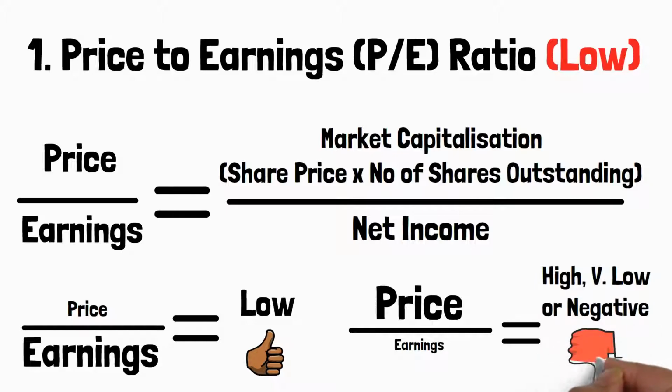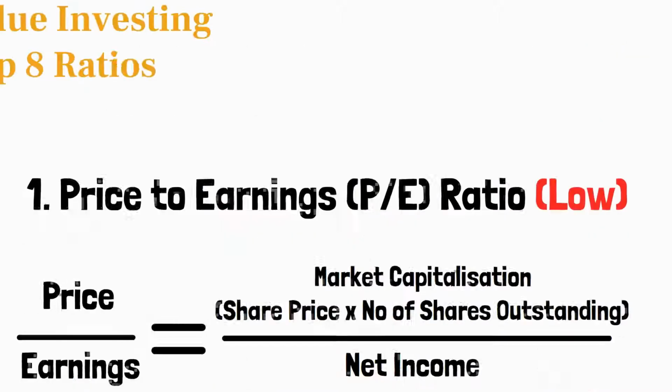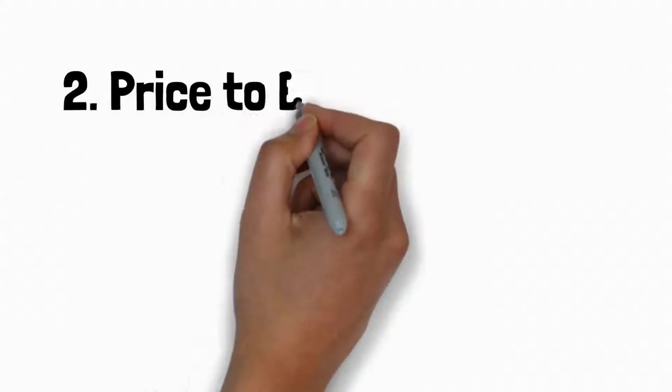Now it's important to note that anything negative is typically a bad thing, because a negative value means negative earnings. Also, a very low PE can be a signal of a company that is about to go bust. So we need to consider some other factors before we use this as a definitive way of measuring value.